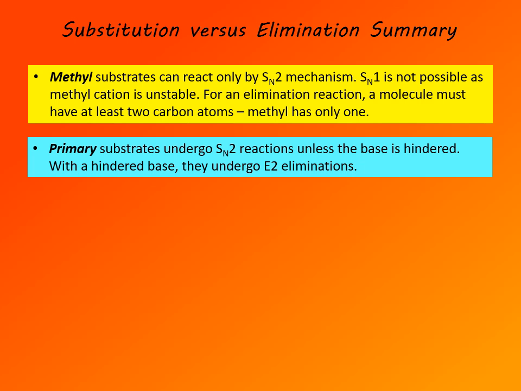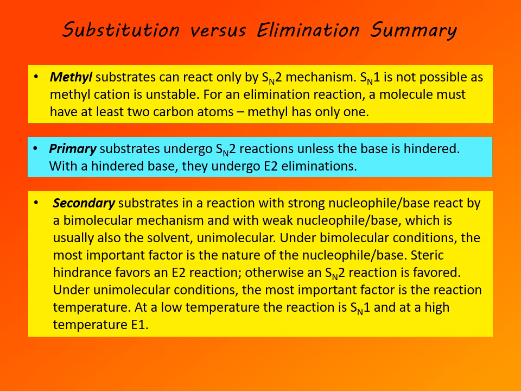Primary substrates predominantly undergo SN2 reactions unless the base is hindered. With a hindered base, they undergo E2 eliminations. So with primary substrates, the reaction mechanism is bimolecular. The default is SN2, unless the base is hindered, then it's E2.